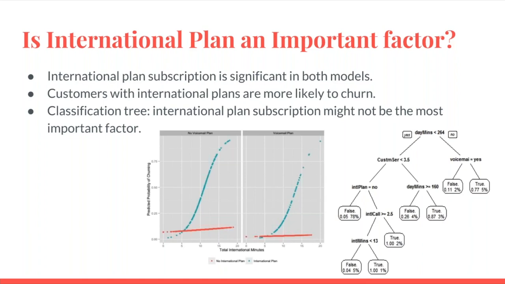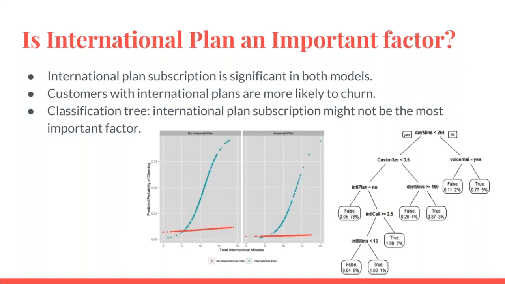Both methods consistently show that whether a customer subscribes to an international plan is very important in predicting the probability of a customer's churning. More interestingly, both models show, as shown by these figures, that customers with international plan are even more likely to churn when their total international minutes increase. These findings suggest that this telecommunication services international plan did not work well for people with high demand for international calls.